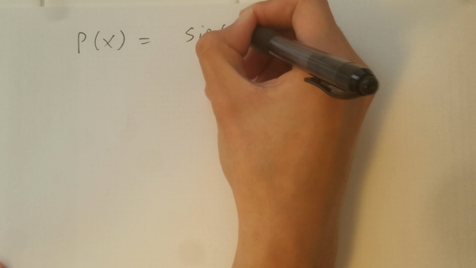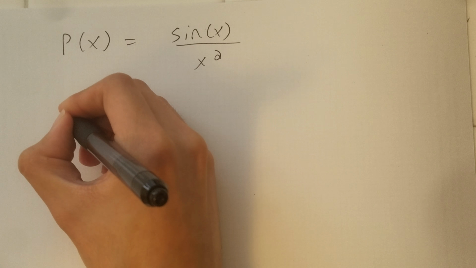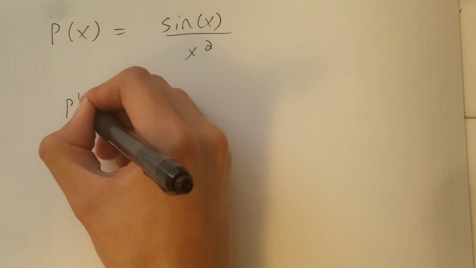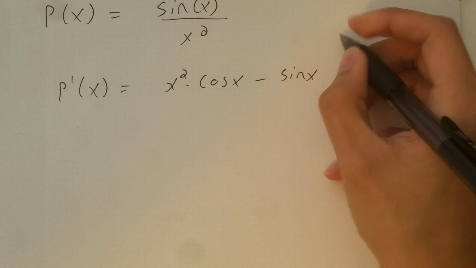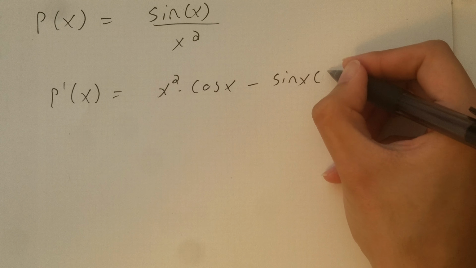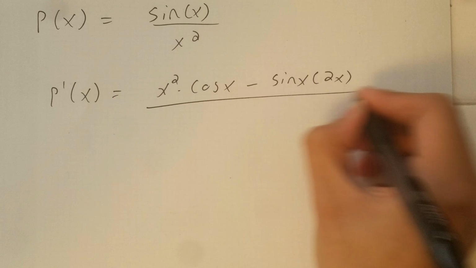Now here is a second example. Let's say we have p of x equal to sine x divided by x squared. This looks complicated, but it's the same thing as last time. So we have p prime of x equal to x squared times the derivative of the numerator, which is cos x, minus the numerator sine x times the derivative of the denominator, which is 2x, divided by the denominator squared. So we have x to the power of 4.